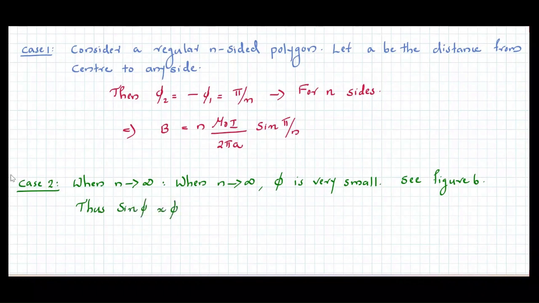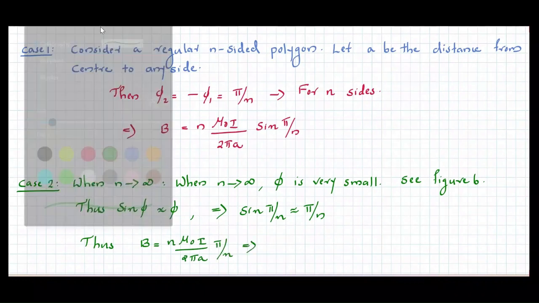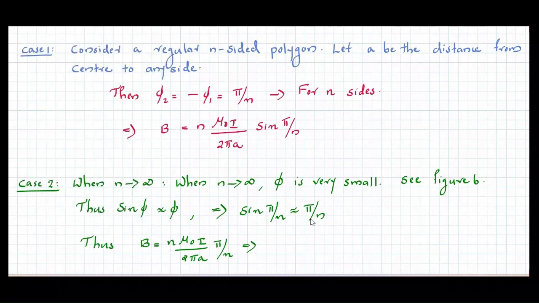When n tends to infinity, it is clear that phi becomes very small. When phi is very small, sine phi can be approximated as phi. Therefore, sine pi by n can be approximated as pi by n. Hence, in the previous equation, B becomes n mu 0 I by 2 pi a into pi by n, which is equal to mu 0 I by 2a, which is the magnetic field at the center of a circular loop.